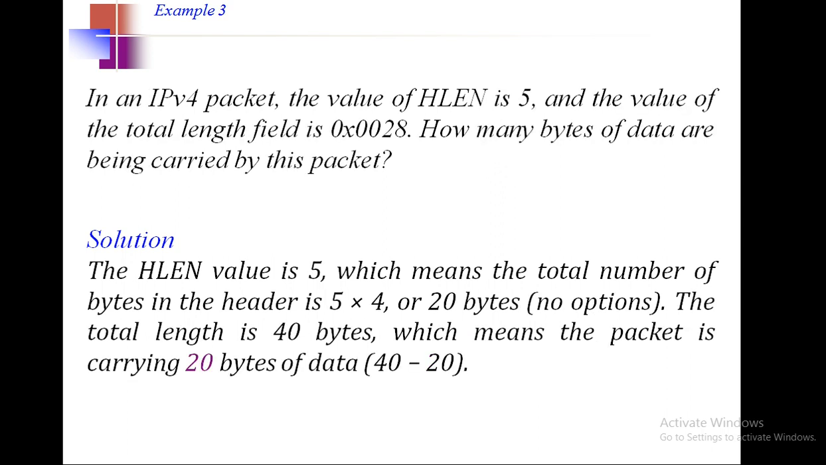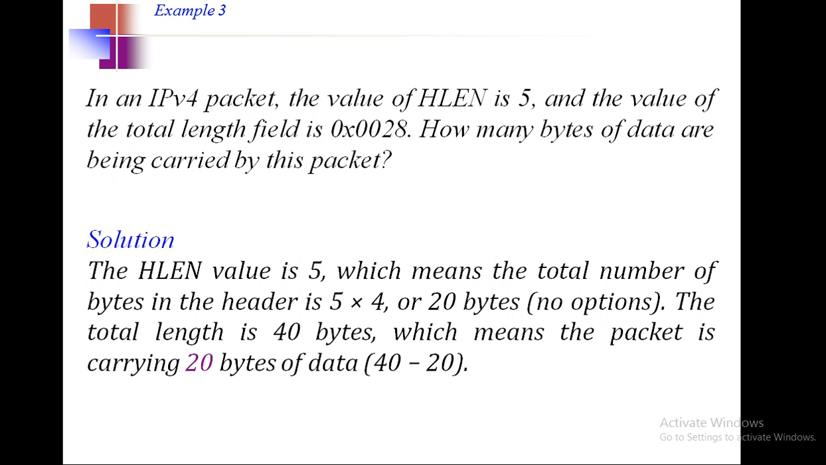Example 3. In this, the header length is 5, and the value of the total length field, which is 16 bits, is 0x0028. The 0x indicates it is in hexadecimal. How many bytes of data are being included? You have to calculate the length of the data. You know the formula: the length of the data is equal to the total length minus the header length multiplied by 4.